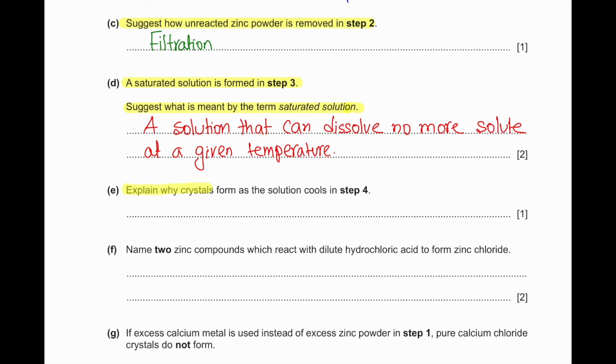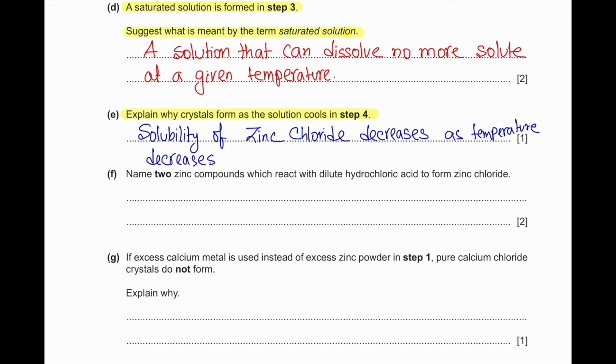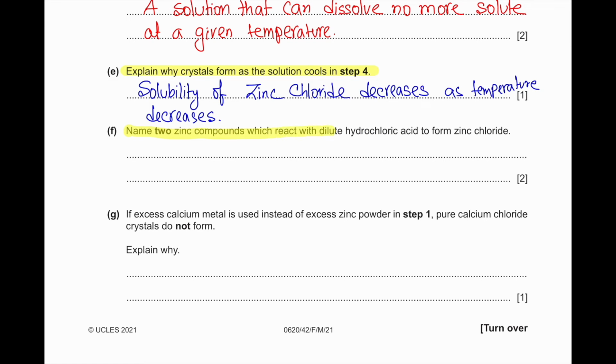Part E. Explain why crystals form as the solution cools in step 4. Solubility of zinc chloride decreases as the temperature decreases. Part F. Name 2 zinc compounds which react with dilute hydrochloric acid to form zinc chloride. So zinc oxide would also react, and then zinc carbonate would also react. They would all give zinc chloride.